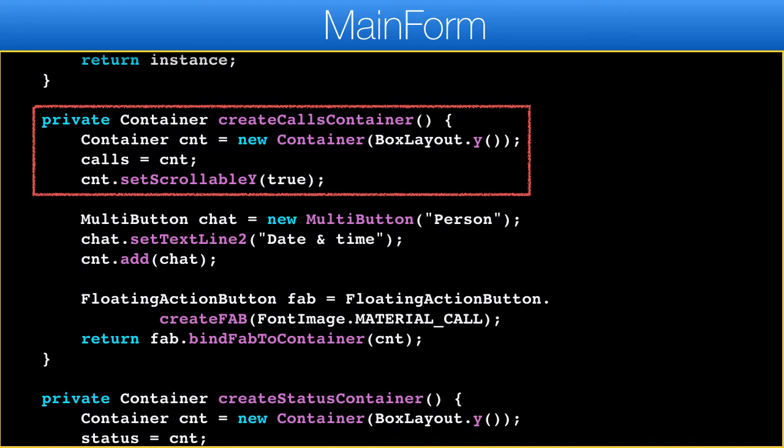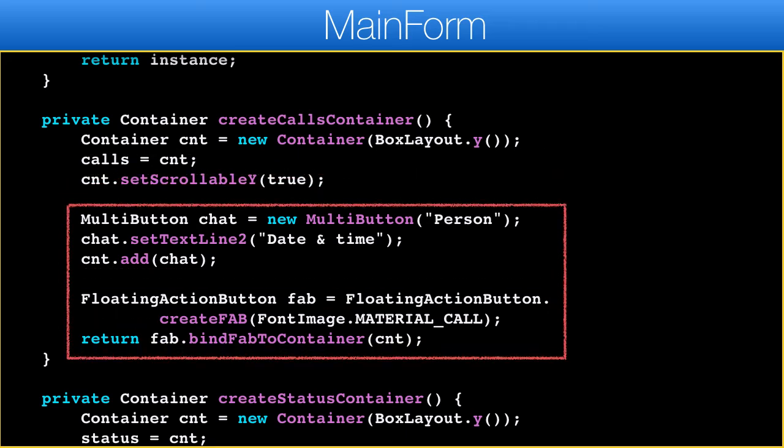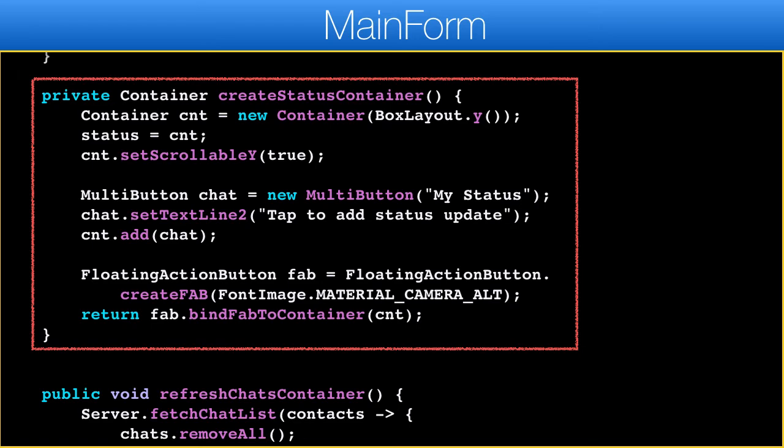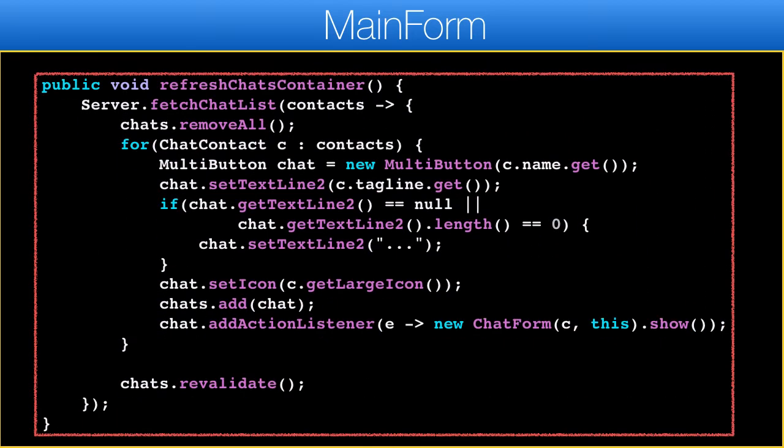The calls container is a Y-scrollable container. This is simply a placeholder I placed here, a multi-button representing incoming outgoing calls, and a floating action button. The same is true for the status container. This isn't an important part of the functionality with this tutorial.